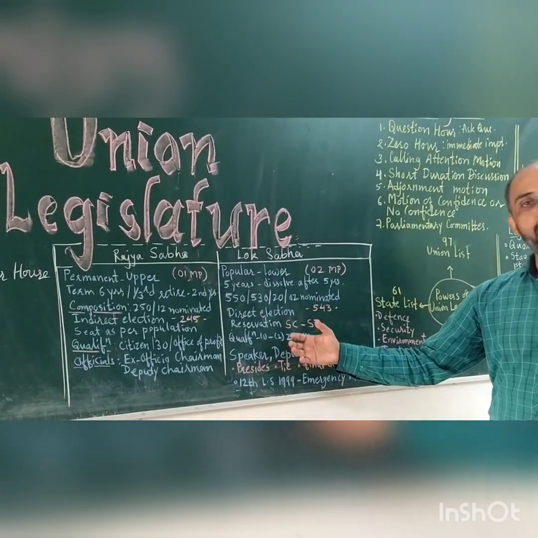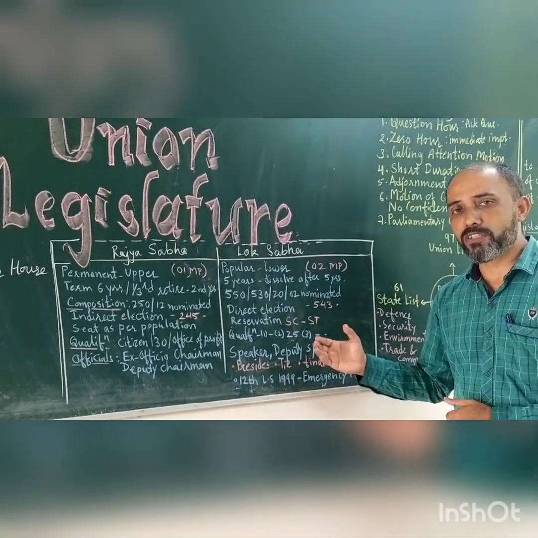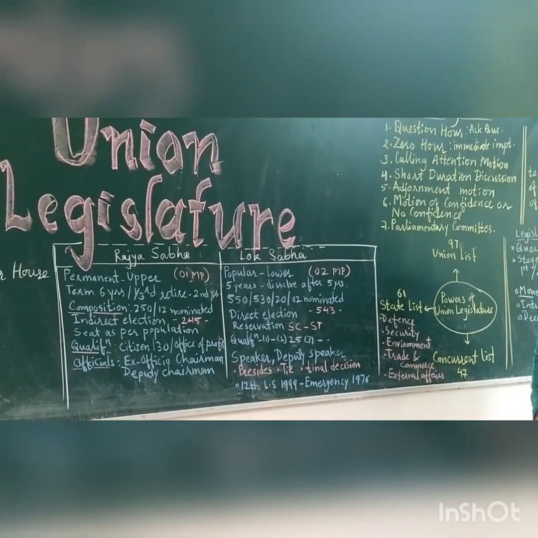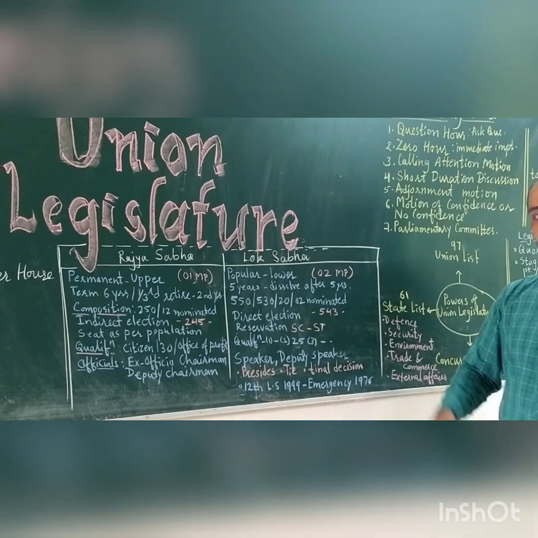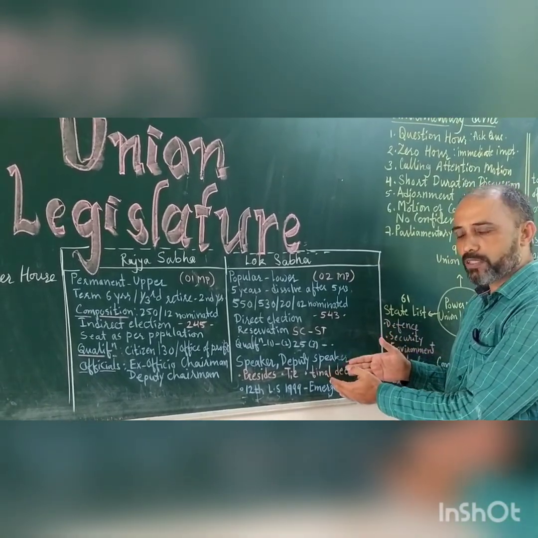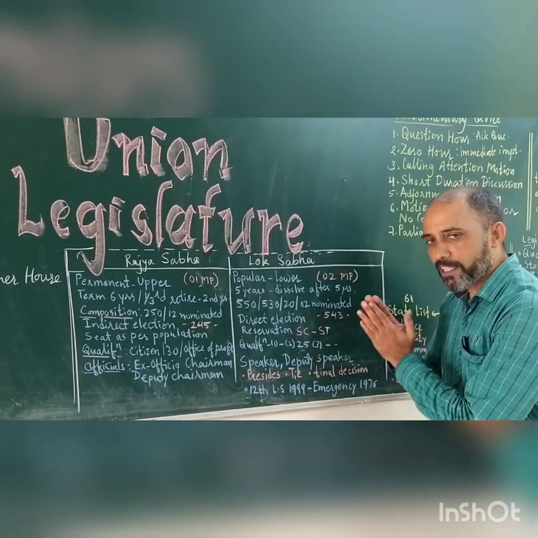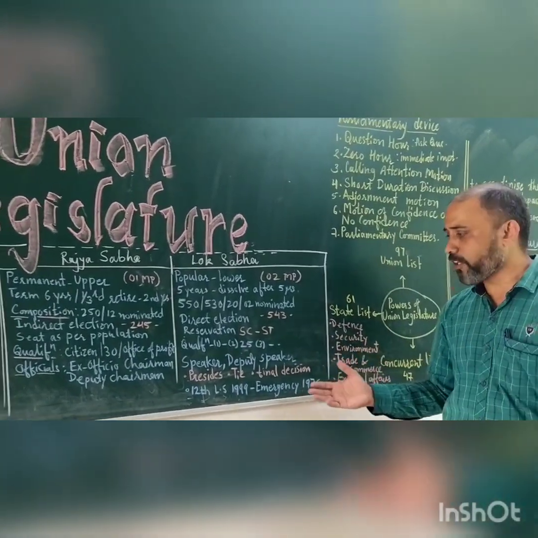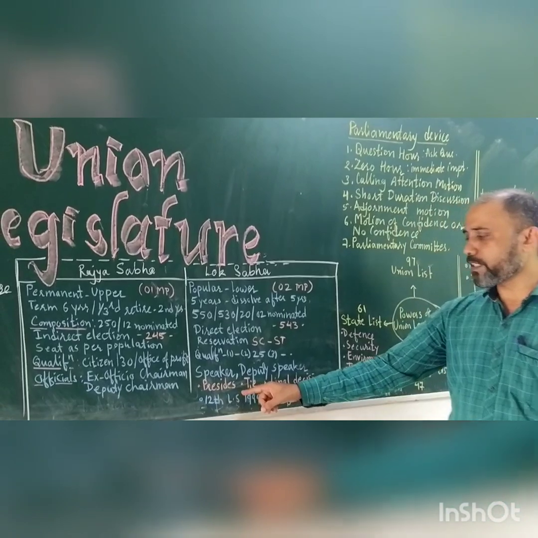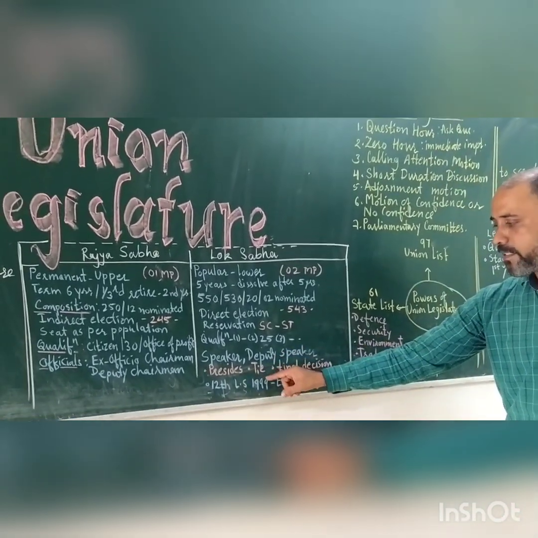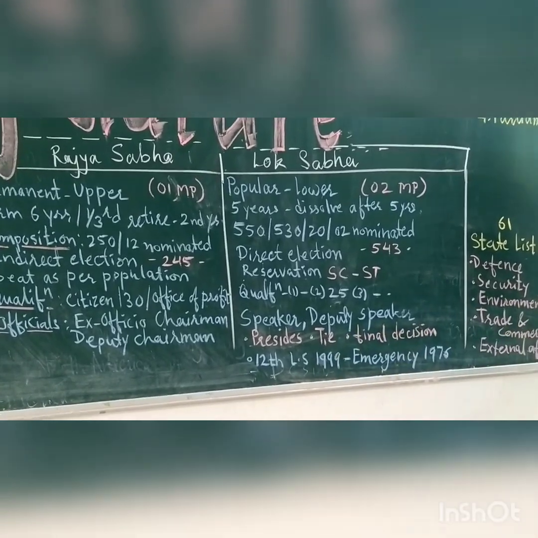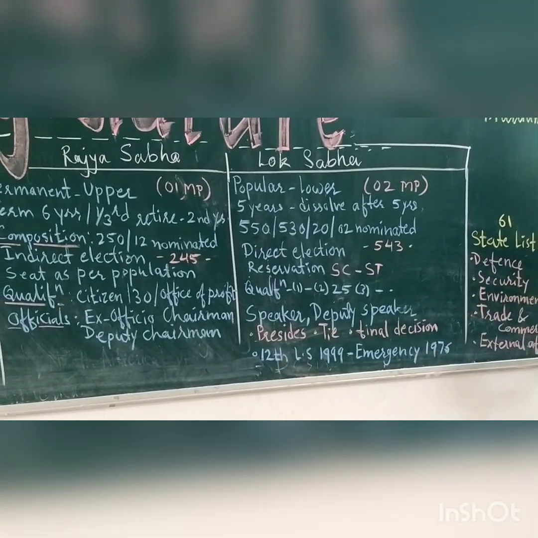Now let us see about the officials. Who are the officials of Lok Sabha? Speaker, and under him is the deputy speaker. Just as you have a monitor and second monitor in the class, the same situation is over here in the Lok Sabha, speaker and deputy speaker. If the speaker is absent, the deputy speaker conducts the working of the house. Then he presides over all the meetings. If there is a tie regarding a decision, then he casts his vote and the final decision remains with him.